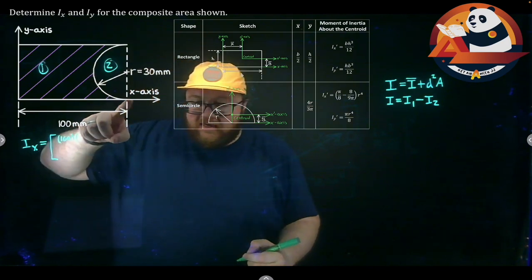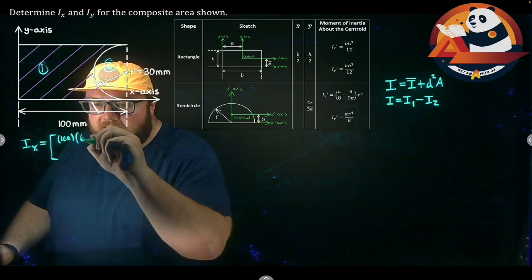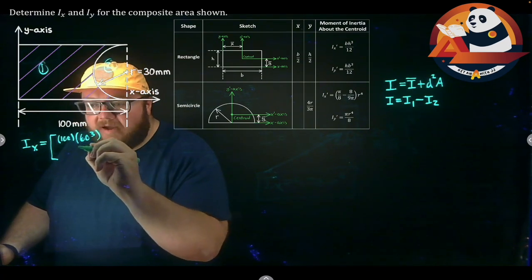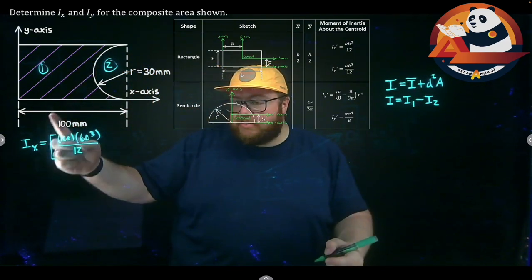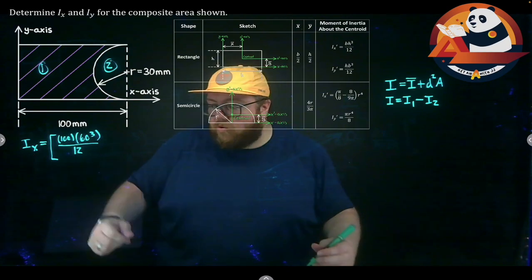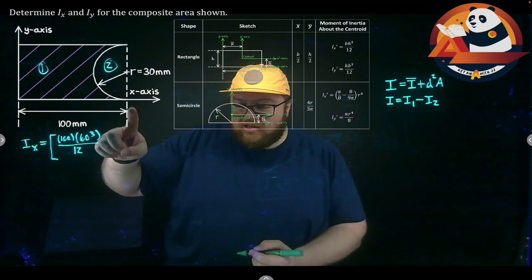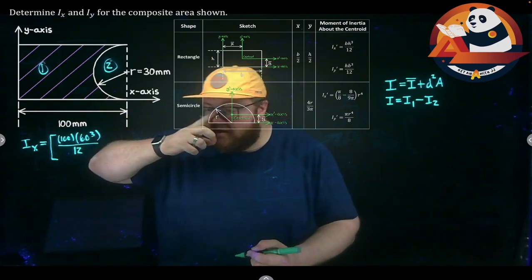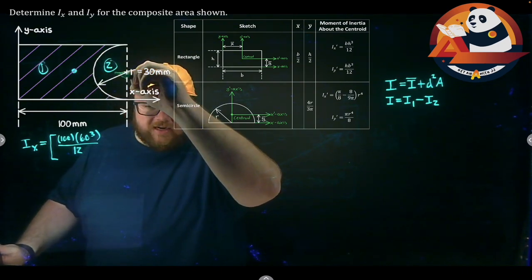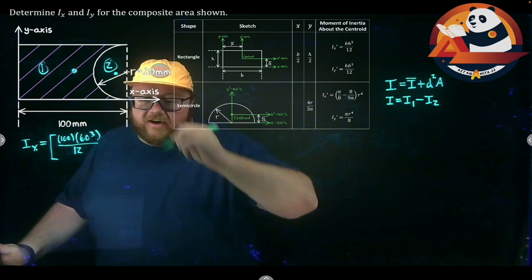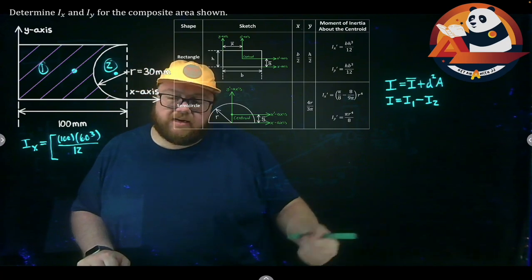times my height, which isn't 30. 30 is the radius. The diameter is twice that. So times 60, times 60 cubed divided by 12. Plus d squared A. What's my distance from the x-axis to the centroid? I'm doing Ix, so from the x-axis to the centroid of each shape. Well, the centroid of shape 1 is just in the dead center of it. The centroid for shape 2 is in the y direction, up in the very center of it. In the x, though, it's 4r over 3 pi into it.